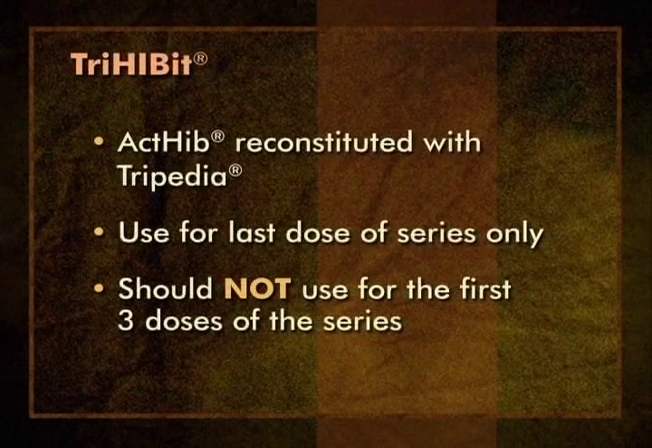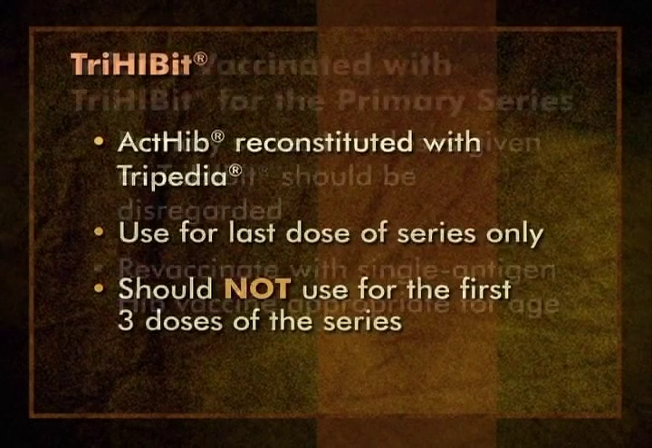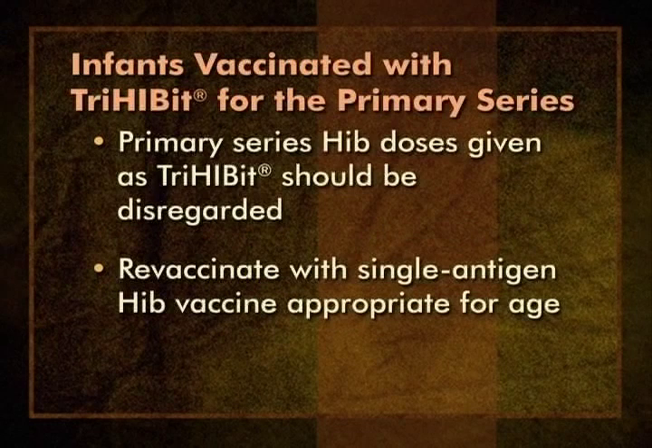TriHIBit is ActHIB reconstituted with Sanofi Pasteur's DTaP vaccine, Tripedia. This vaccine can be used for the last dose of the DTaP-Hib series only. TriHIBit is not approved by FDA for the primary series at 2, 4, or 6 months of age. The currently licensed TriHIBit should not be used for the first 3 doses of the series, regardless of the child's age. Now, you may encounter children who received TriHIBit inappropriately for 1 or more of the first 3 doses of the series.